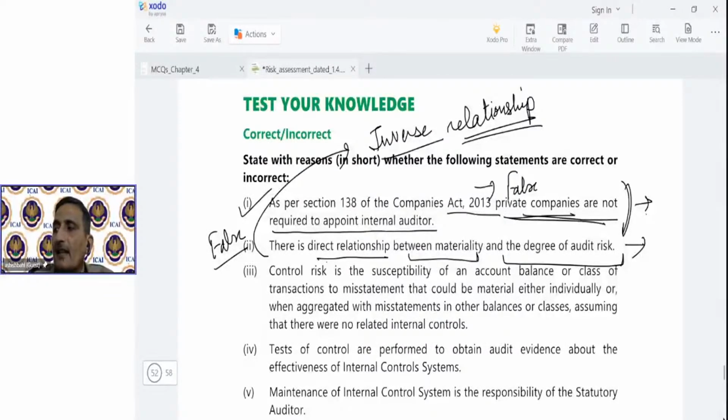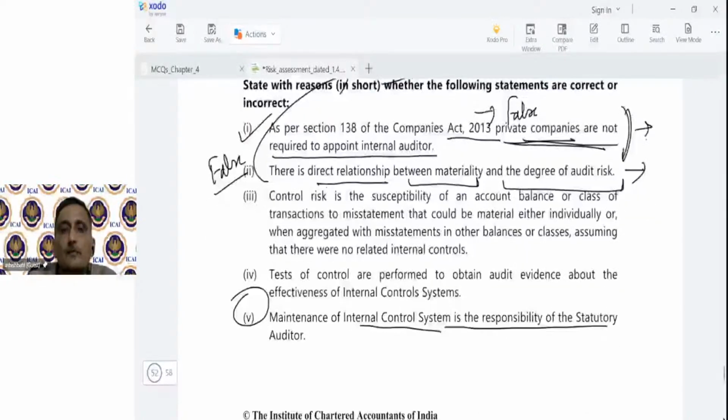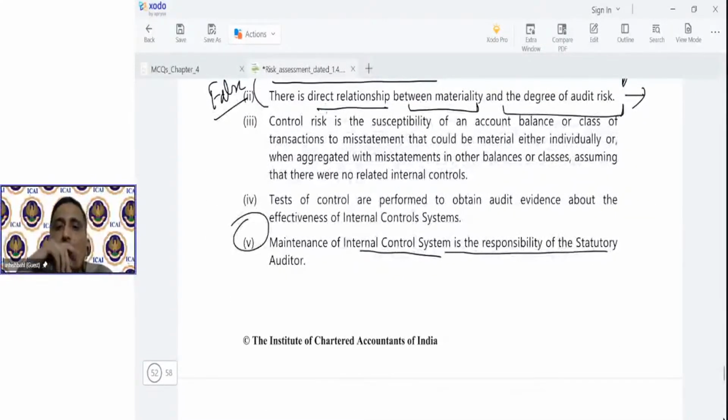Yes, Sayyid, now you are saying, now I remember. Now, let us see question number 5. Maintenance of internal control system is responsibility of statutory auditor. Is this correct or incorrect?